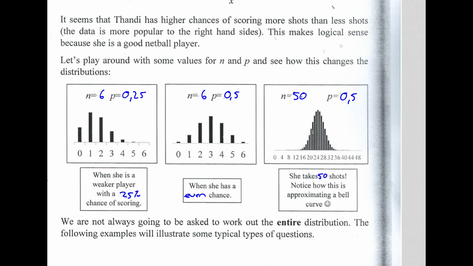What's important here is you must notice how this is starting to approximate a bell curve, meaning we've got the shape of a bell, or something getting close to it. We're not always going to be working out the entire distribution, and that's why example 1 was so long. The next 4 examples aren't going to be as long, and we're going to look at more examples of the kind you'll get in tests and exams.